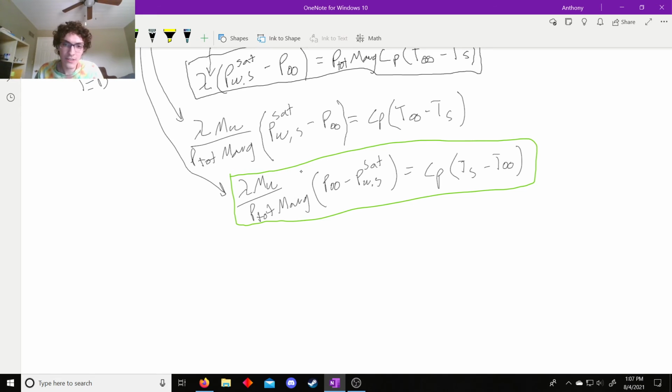Now this saturation pressure of water at the surface, just to be more specific, is at the temperature of the surface. We would use the temperature that we're reading on our wetted thermometer, and we would use something like an Antoine equation in order to calculate what this is. The heat capacity of air, we know what that is. We could find that.